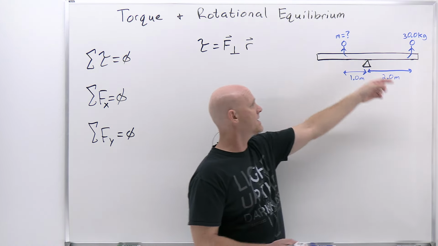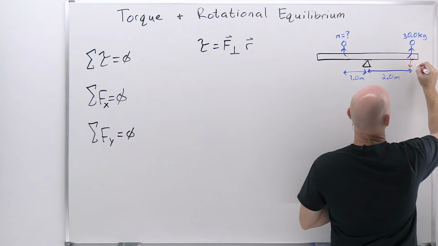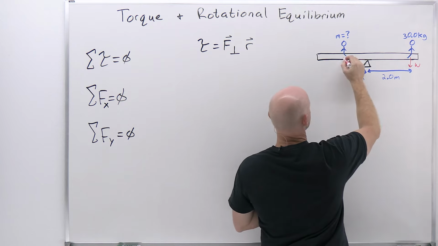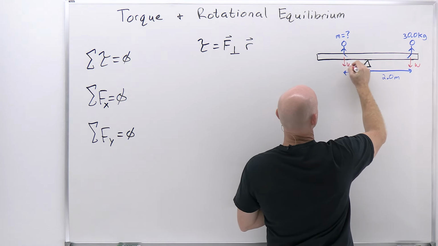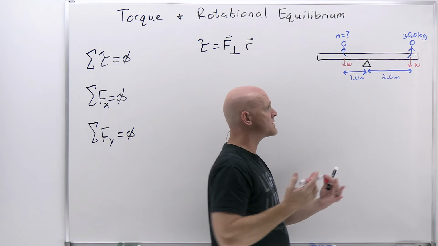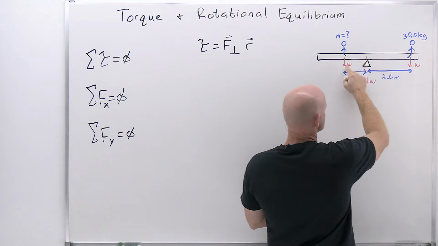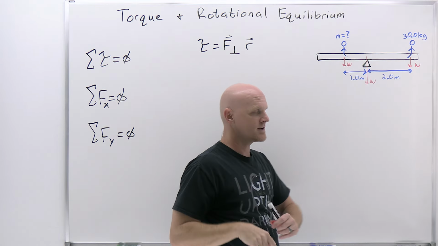All right, so first thing I want to do is set up a proper free body diagram of all the forces acting on this seesaw. In this case, the 30 kilogram child has a weight associated with it. The child of unknown mass here also has a weight associated with it. The seesaw itself has a weight, and as long as it's uniformly distributed, which is the assumption I'm going to make here, that weight is going to be right at the center. These are not all the same weight, but I'm not going to mark them differently here.